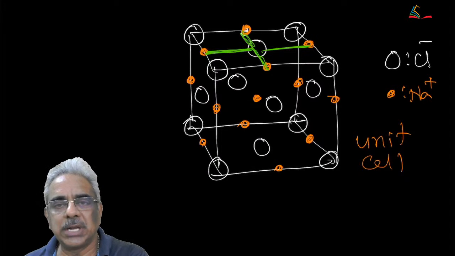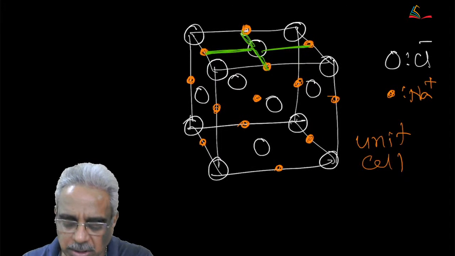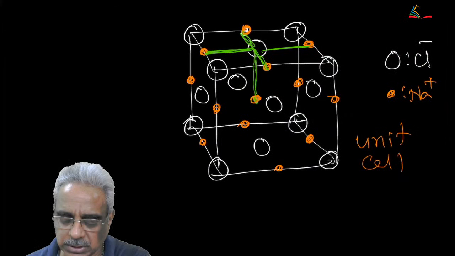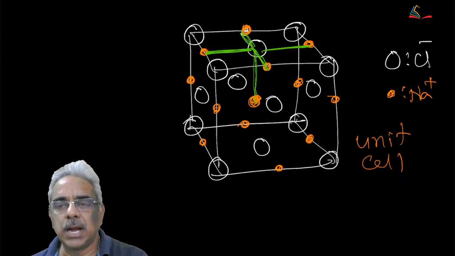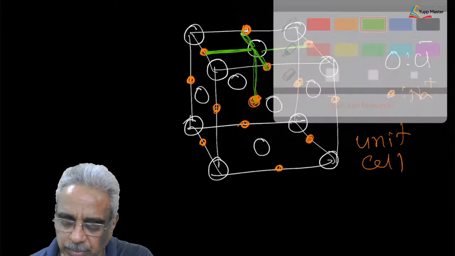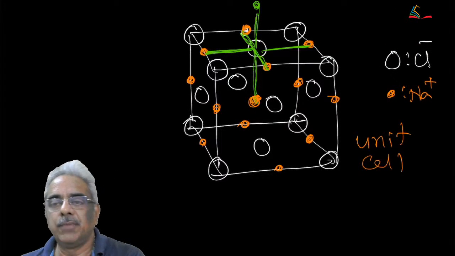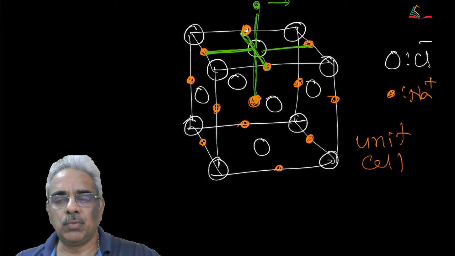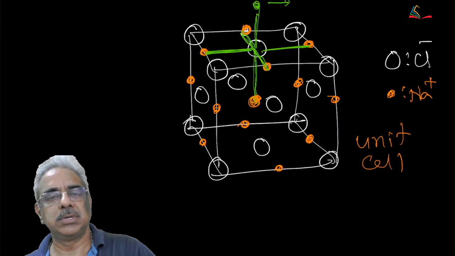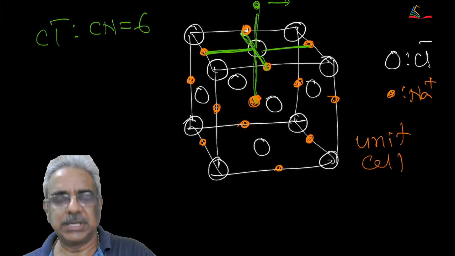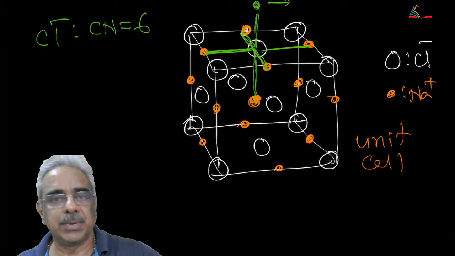Nearest neighbors 4 in that particular layer, and that is not enough. Below also, at the body center position, there is a sodium. And above this also you will find a sodium. Where is this sodium? This sodium is present in the next cube. So one chloride is surrounded by how many sodiums? 6 sodiums. Cl minus, coordination number we call it 6. Coordination number means nearest neighbors.